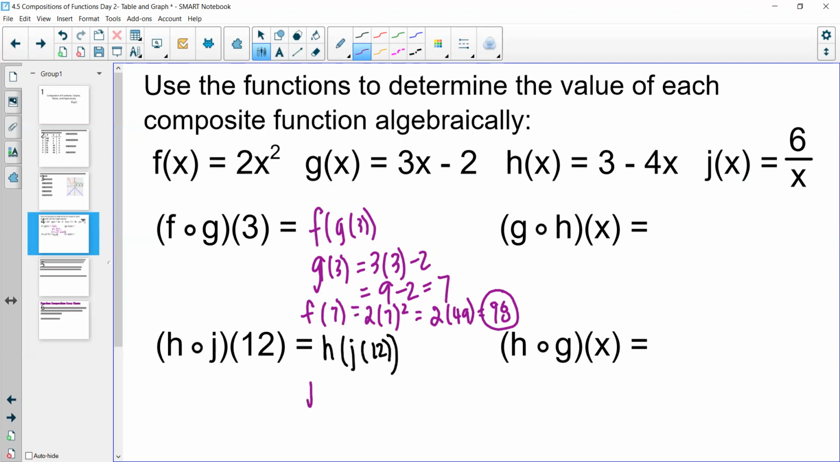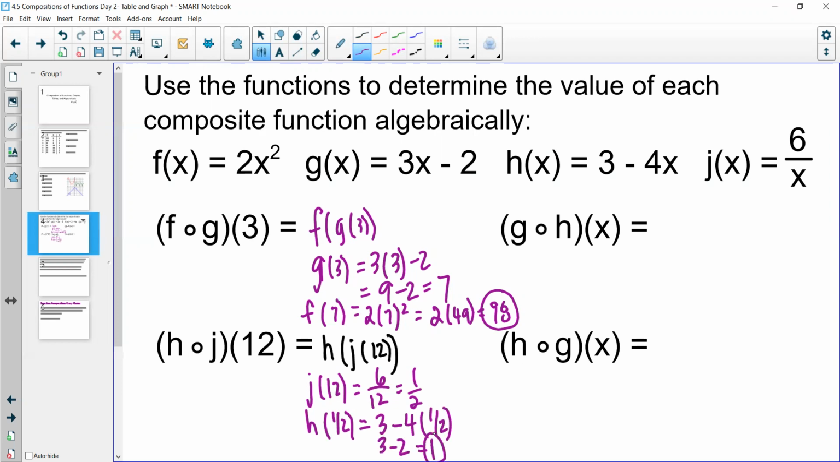So let's start there. We've got j of 12, which is equal to 6 over 12, which equals 1/2. And then we're going to take this value and substitute it into h. And so we've got h of 1/2, which is equal to 3 minus 4 times 1/2. Well, 4 times 1/2 is 2, so 3 minus 2, which equals 1.